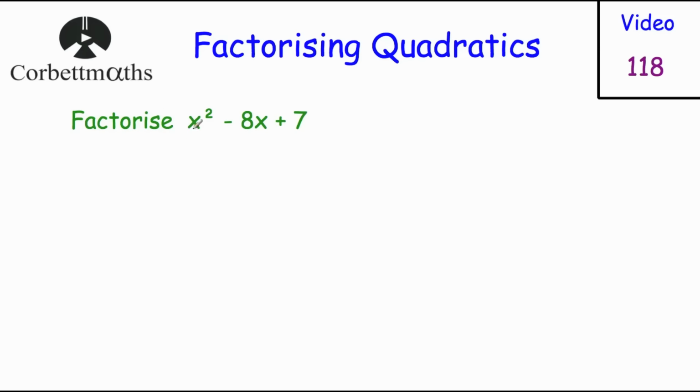Okay, let's have a look at our next question. So our next question says factorise x squared minus 8x plus 7. So we've got our quadratic, and we're going to start off by putting our brackets down, because we know that we're going to have brackets with x's at the front of both of them. And we want to find two numbers that will times together to give us 7, and they will add together to give us negative 8. So let's start off by thinking of numbers that will times together to give us 7. It could be 1 and 7, because 1 times 7 is equal to 7. But it could also be negative 1 and negative 7, because negative 1 times negative 7 is 7.